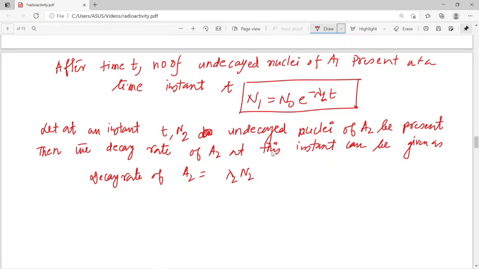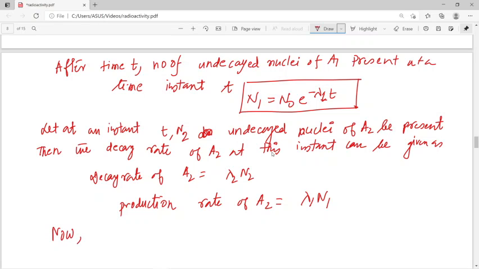Due to this disintegration, A2 is produced, and the production rate of nuclei A2 will be the decay rate of nuclei A1. So the production rate of A2 is nothing but lambda 1 N1. Now in a further time dt, if dN2 nuclei of element A2 are accumulated, then we have to find the accumulation rate.